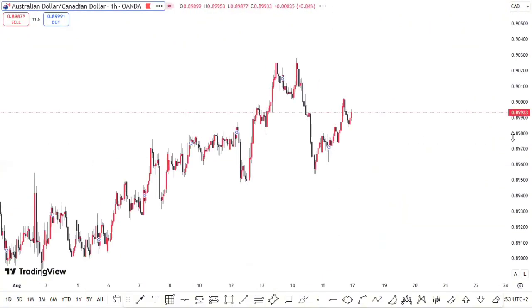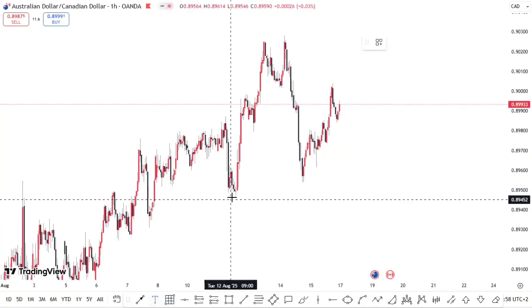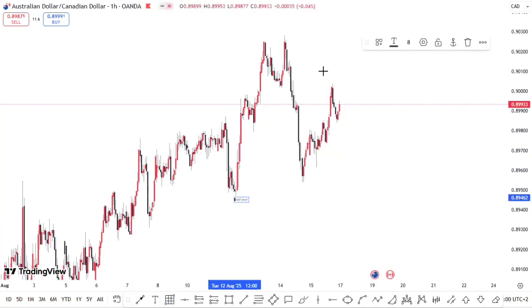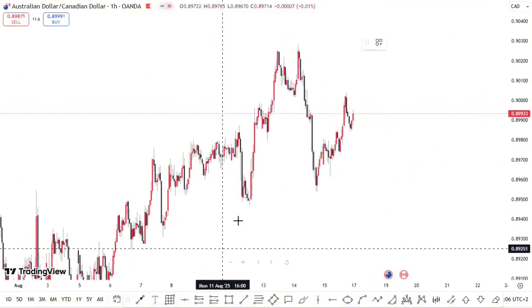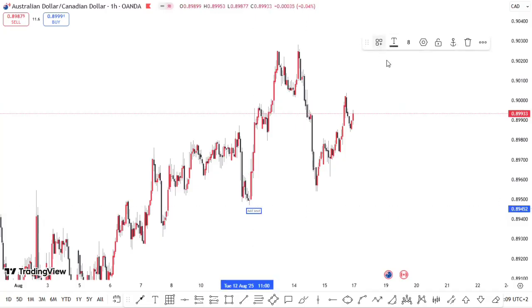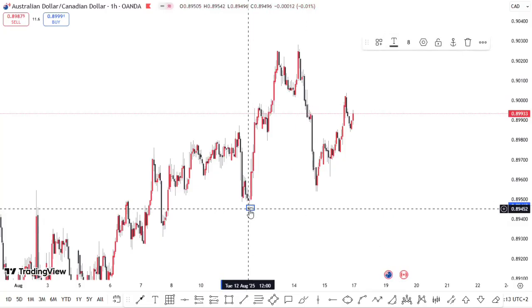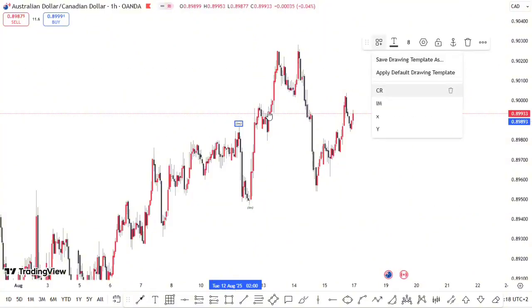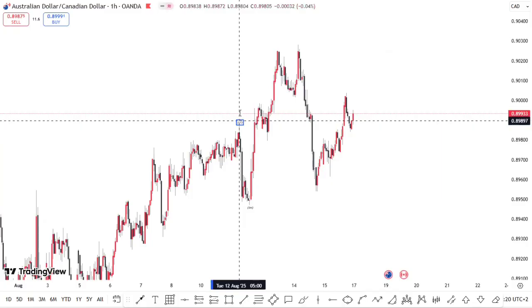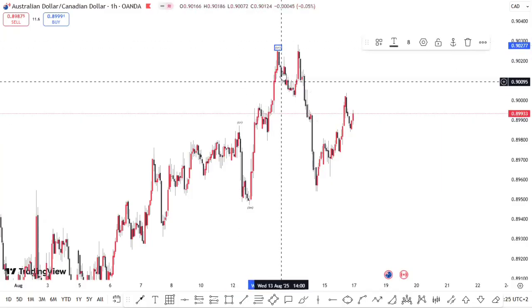So we move to another pair. So in another one here we have AUD CAD on H1. So I'm going to name it here as my impulse. Text, place it there, impulse. Okay, copy, change it to correction, copy, place it there.